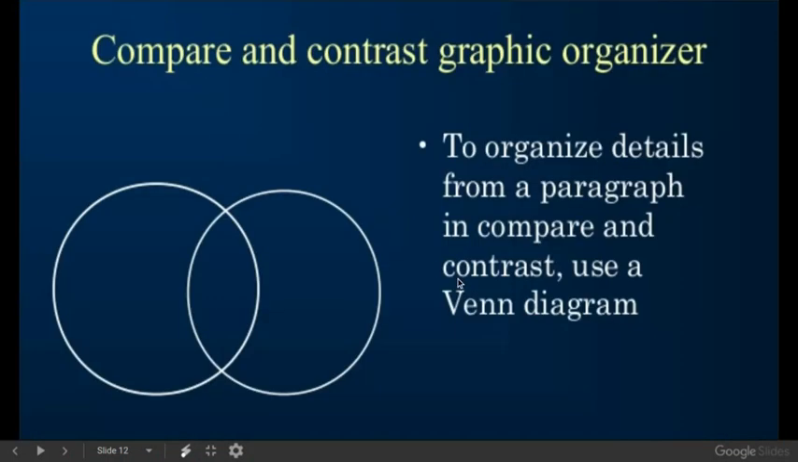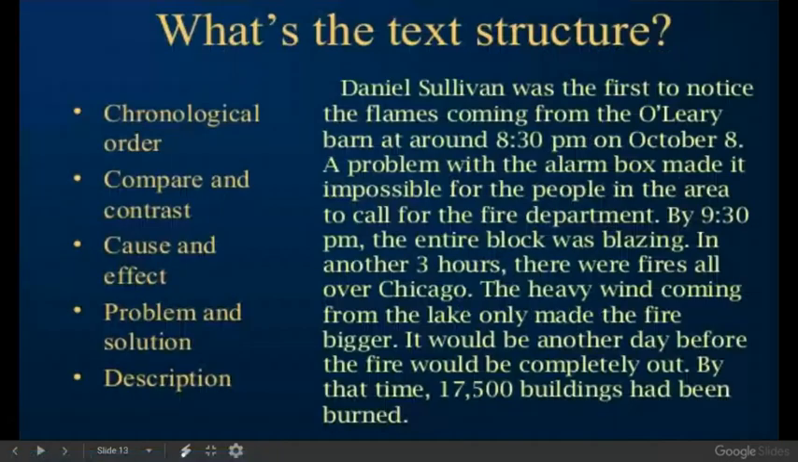When you write a compare and contrast essay, or you look at similarities and differences of one topic, you would use a Venn diagram. And we will be doing this today in our sketch journal. So what text structure is this? Chronological order, compare and contrast. We haven't learned these 3: cause and effect, problem and solution, and description.